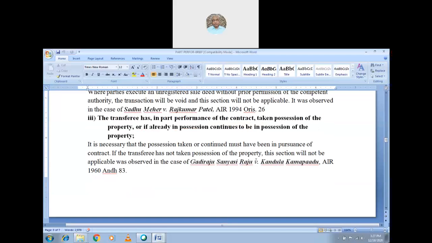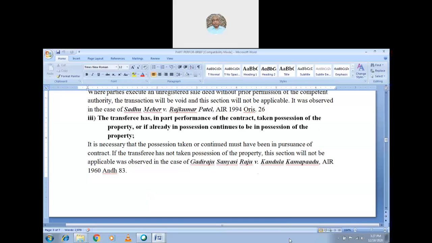So it is necessary that the possession taken or continued must have been in pursuance of the contract. Either the possession should be taken, or he already has possession before the sale agreement. If the transferee has not taken possession of the property, this section will not be applicable. This was observed in the case of Gadiraju Sannyasi Raju versus Kandula Kamapadu.